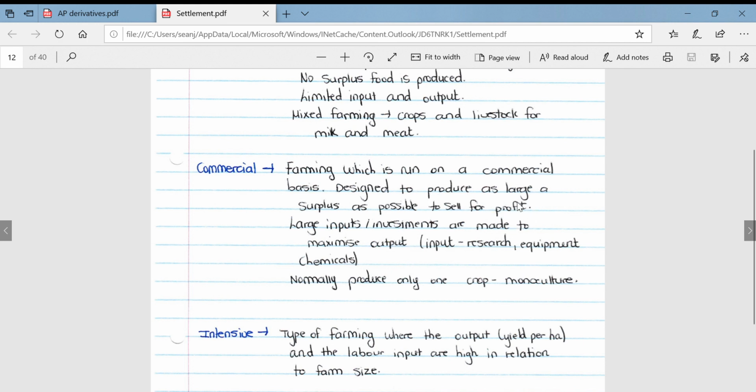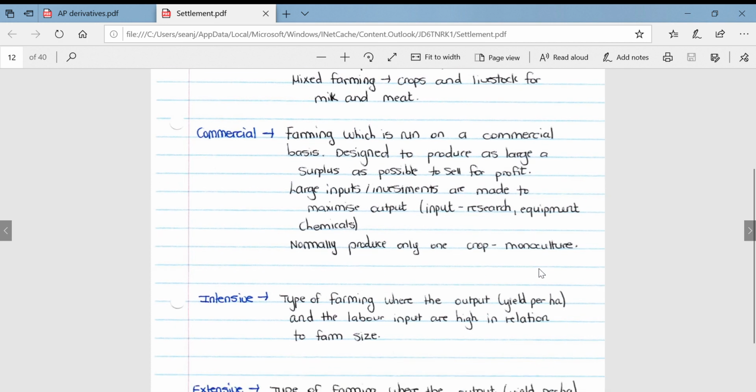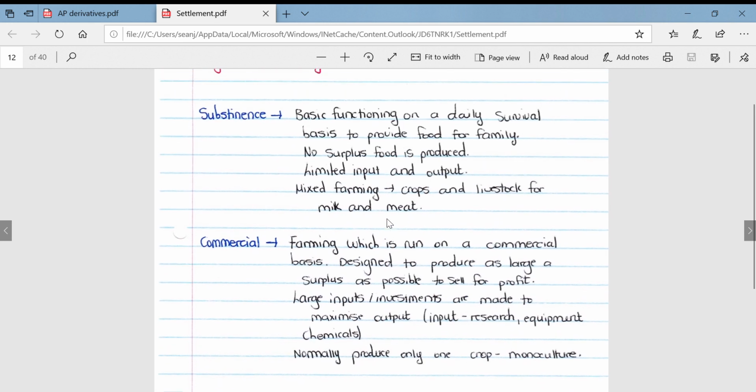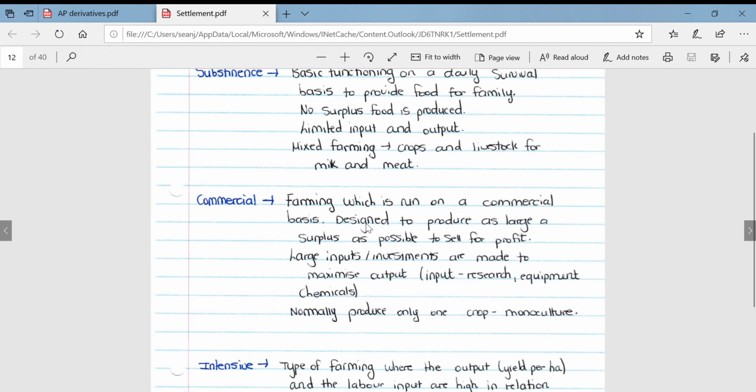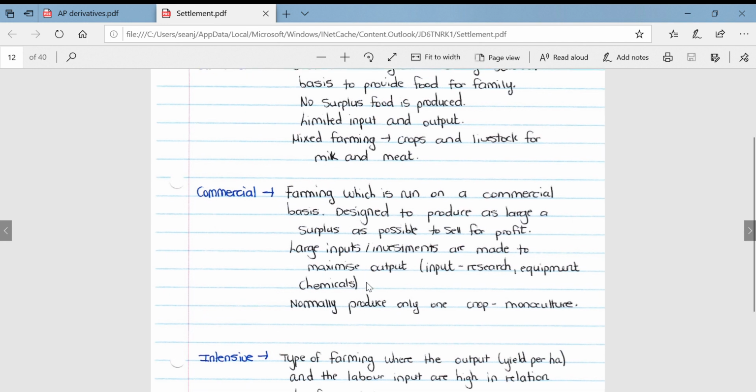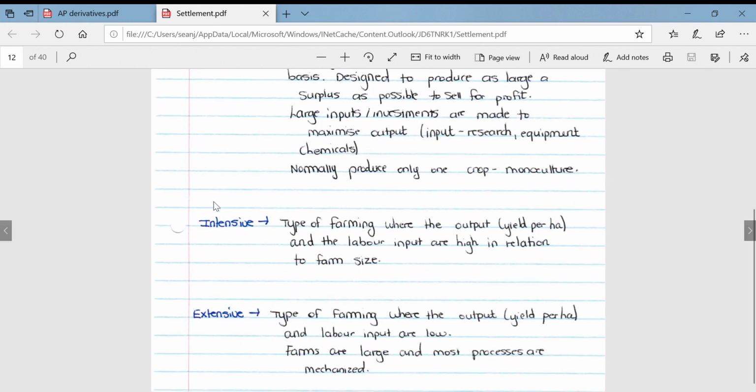The main thing with commercial farming is profit. Large inputs and investments are made to maximize output. In terms of input, we're looking at research, equipment, chemicals, etc. Normally produce only one crop, which is known as monoculture. So in contrast to your subsistence farming, the commercial guys will only farm wheat, for example, or only farm maize, for example. Then we look at commercial farming, which can be split up into both intensive and extensive farming.